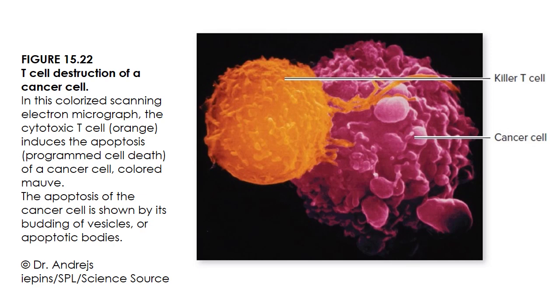So, in this figure, you see that a cytotoxic T cell induces apoptosis in a cancer cell. So apoptosis of the cancer cell is shown by its budding vesicles or apoptotic bodies.